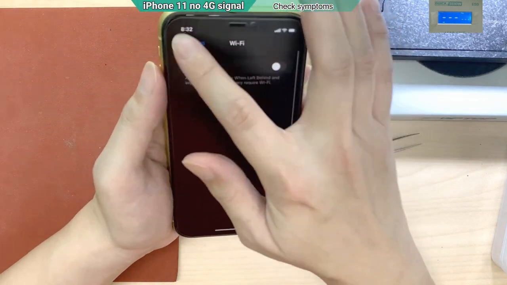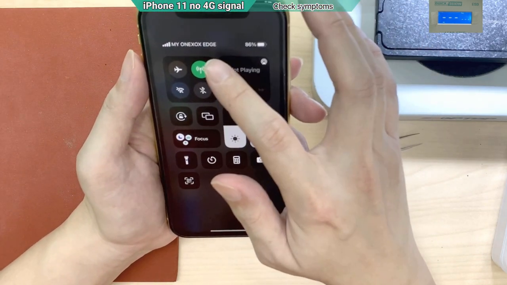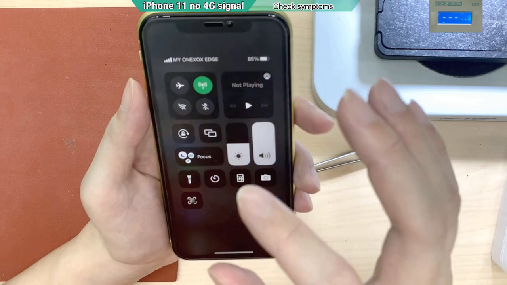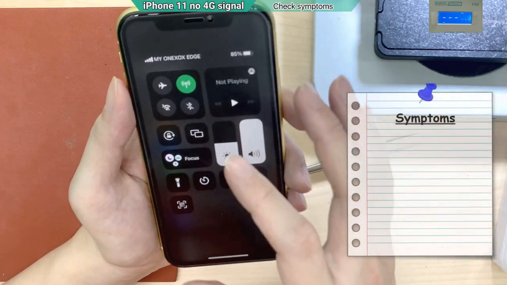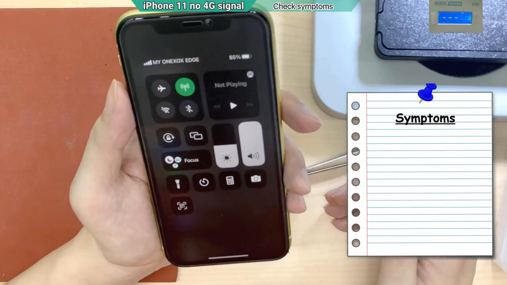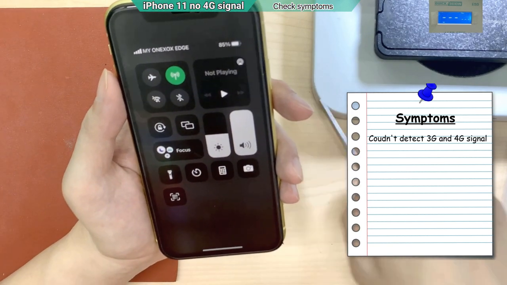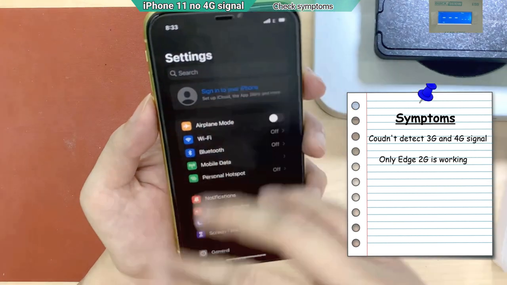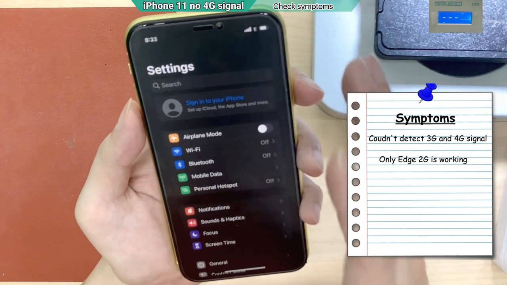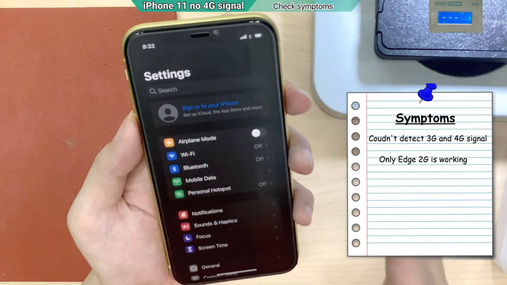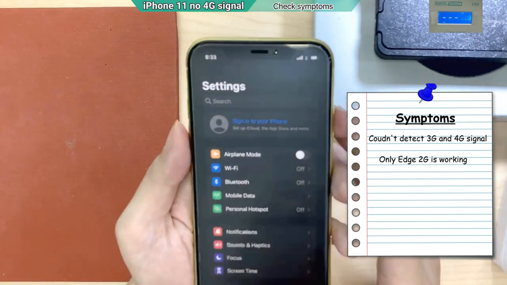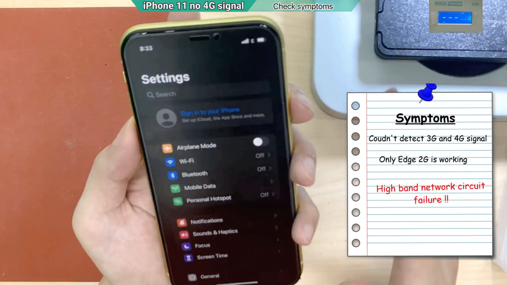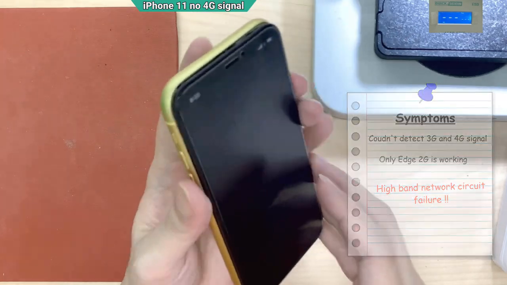I'm gonna turn off the Wi-Fi so then I can see. I still only have the Edge. So this means I cannot get the 3G and 4G signal. Okay. I can only get the 2G. It means the antenna and all the other things are fine. Only one of the network ICs that handles the 3G, 4G has a problem. Okay, we can call it a high band issue. I will just immediately dismantle the board and measure.